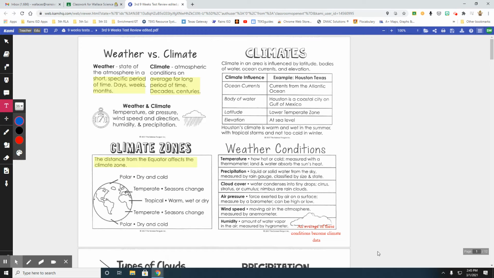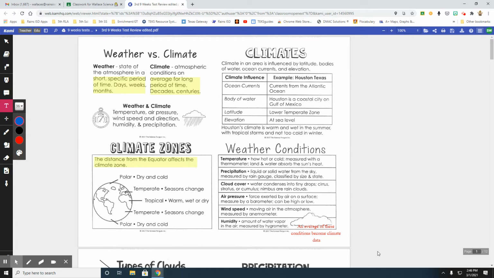Alright, boys and girls, it's time to review a little bit for this third nine weeks test. What you see in front of you are some pages that have different slides. You're not going to be required to know every single thing on these slides, but I want to highlight and point out to you some important topics when it comes to these certain subjects. So we're going to start by talking weather versus climate.